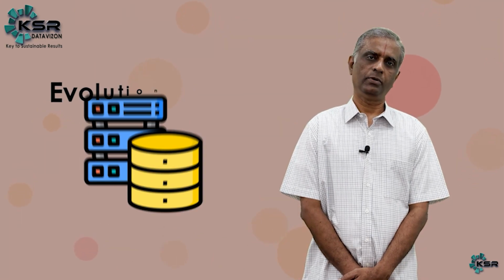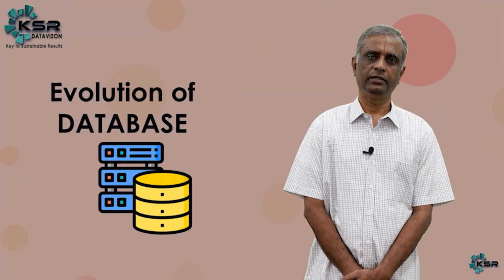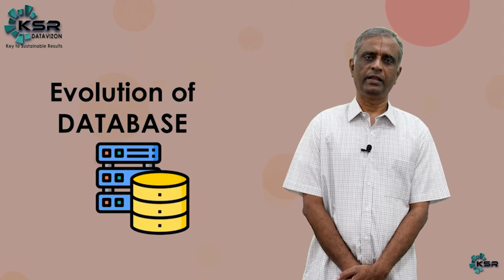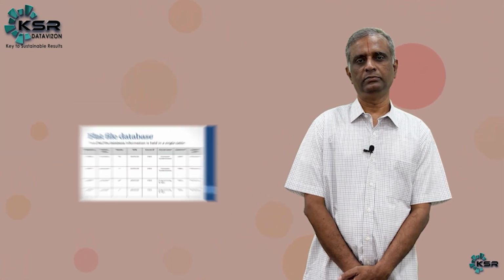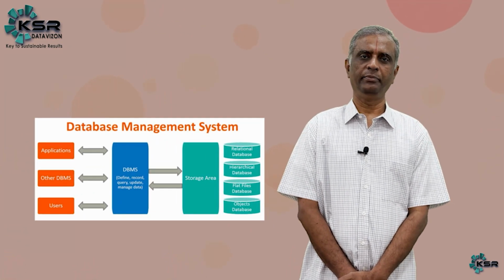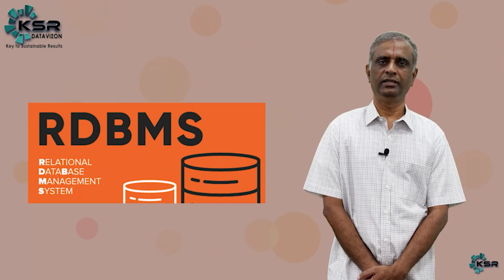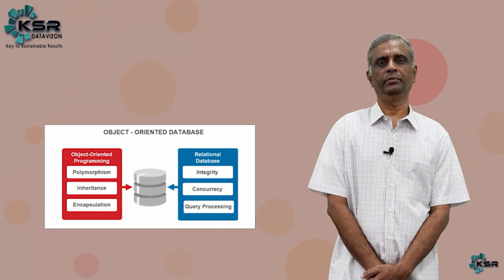Now we talk about databases and their evolution. When databases started, they were flat, then tree databases, then network, then plain DBMS, then RDBMS, then object databases, then object relational databases, now NoSQL. Like that it is going on and on. So it is a long way.